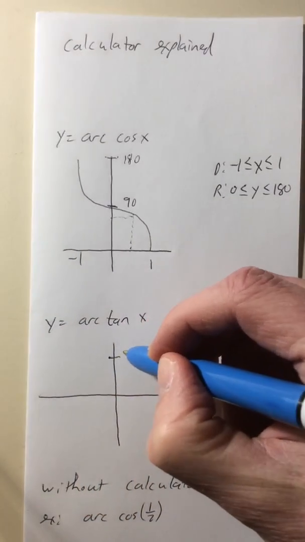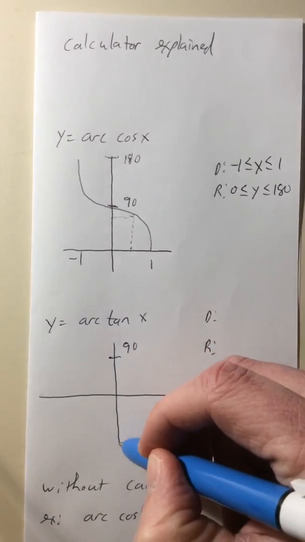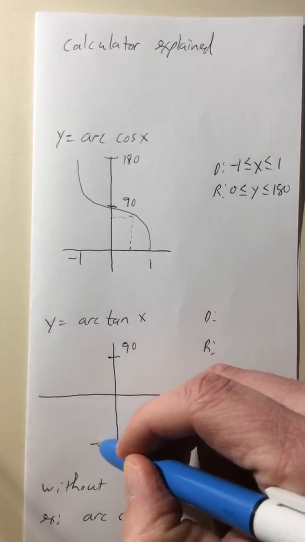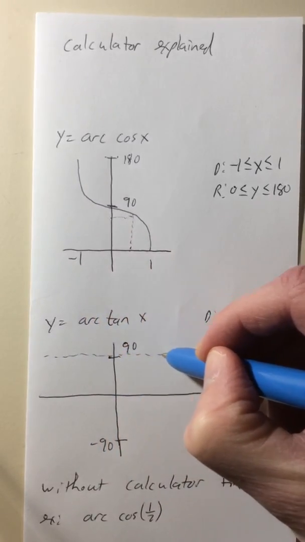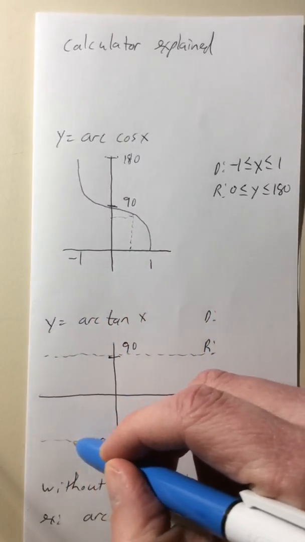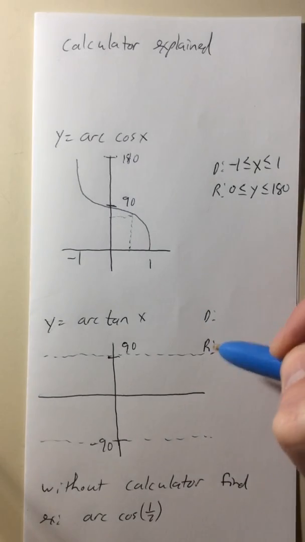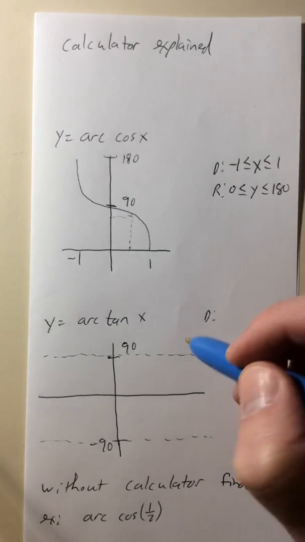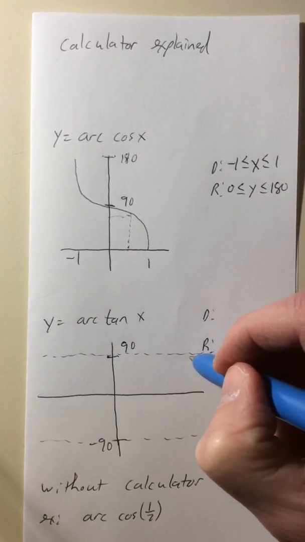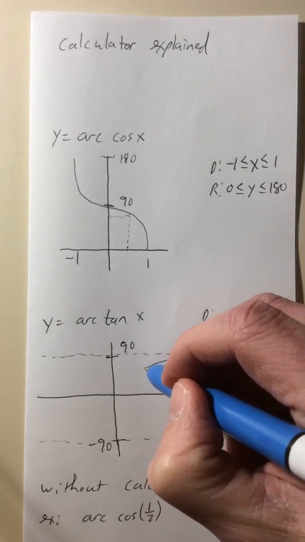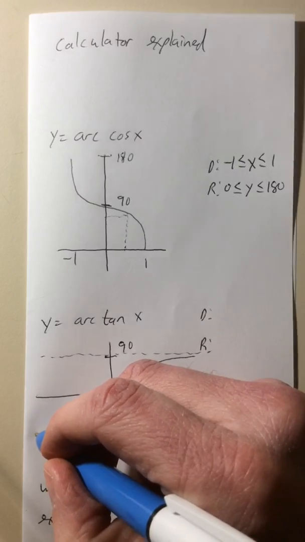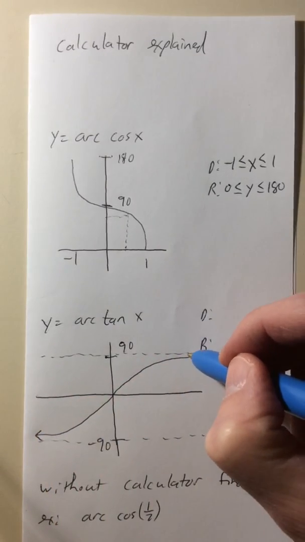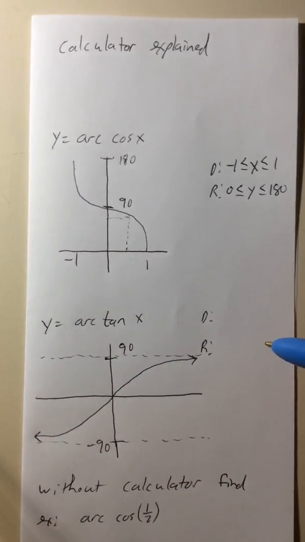And so I'm going to put in two places where we have our asymptotes here, -90 degrees. And that shouldn't be surprising because we have asymptotes at 90 degrees, and if we went back a little bit, we'd have -90 degrees. And we know we go right along the asymptote, we go through the origin, and we head towards the other asymptote. And that is what our arctan graph looks like.